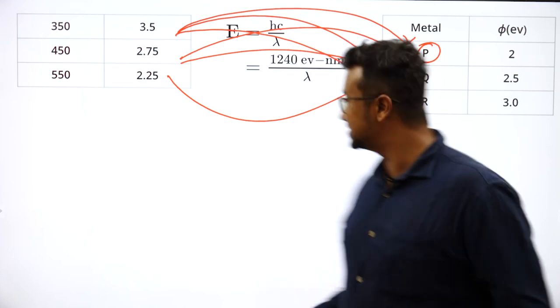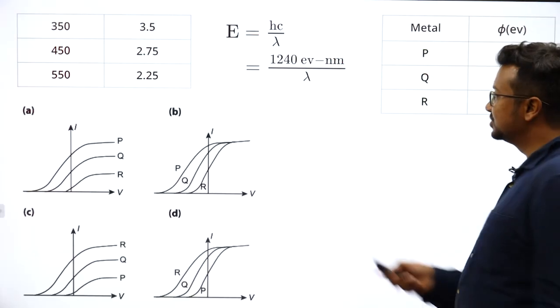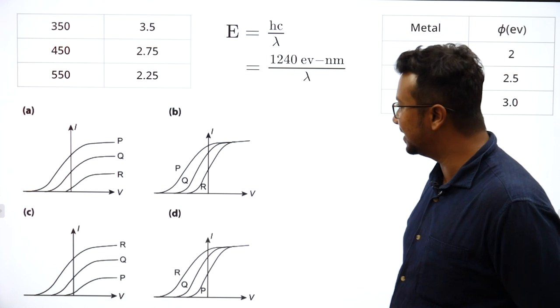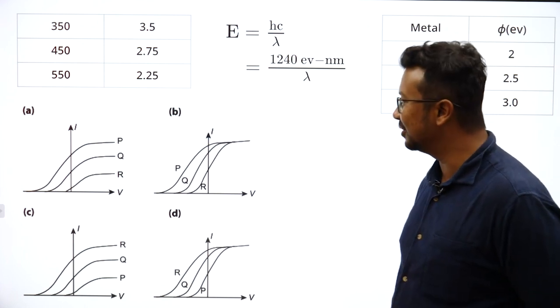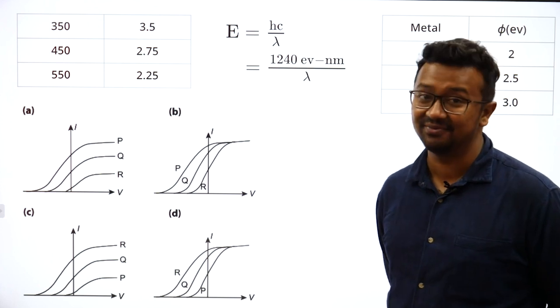Let us look at the options once again. So if I put the options out here, which one do you think is the correct answer, my dear students? Option A, obviously, because P is going to have the maximum photo current.